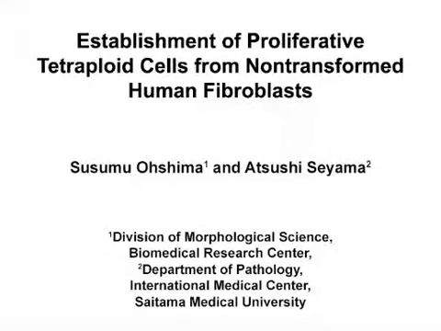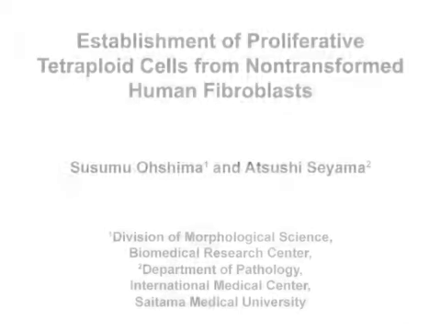The overall goal of this procedure is to establish proliferative tetraploid cells, free of a diploid population, from normal human fibroblasts. This method can help answer key questions in the field of carcinogenesis research, such as how aneuploid cells develop in the early stages of carcinogenesis.